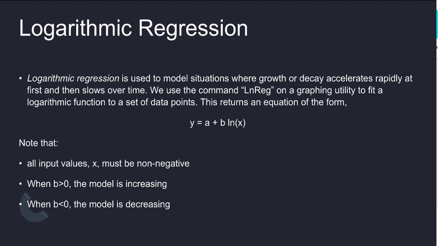This is very similar to what we did with the exponential regression. For the logarithmic regression, note that all the x values have to be positive, so not negative. And when b is greater than 0, the model is increasing, and when it's less than 0, the model is decreasing.